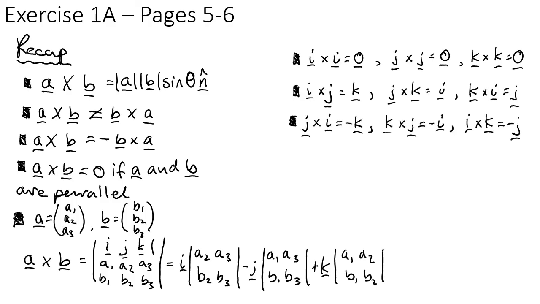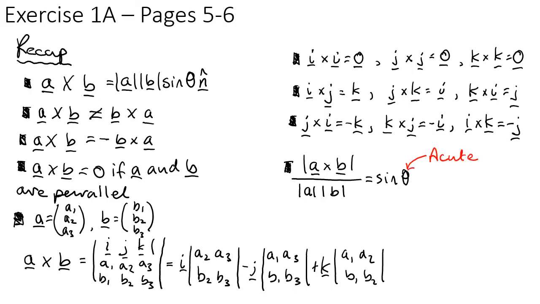And lastly, when you want to find the sine of the acute angle between the two vectors A and B, it's going to be this. So you need to find the length of the cross product between them and divide that by the length of each of the two vectors, and that will give you the sine of the angle between them. And remember, this will give you the acute angle.